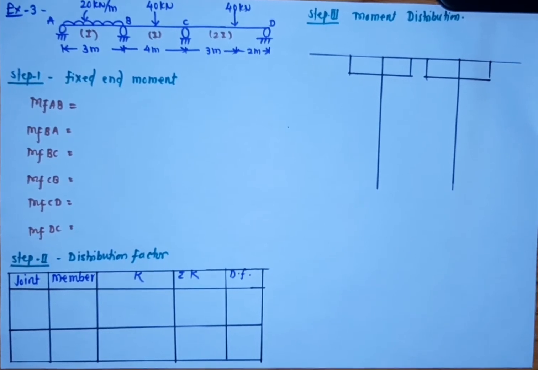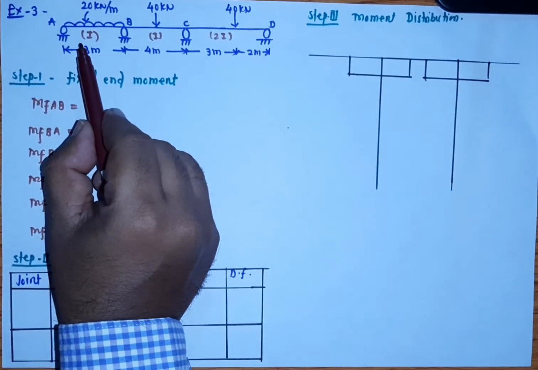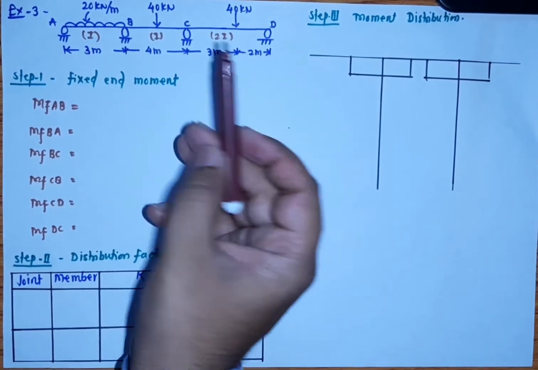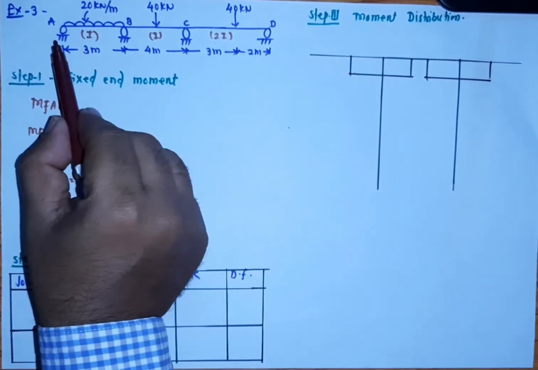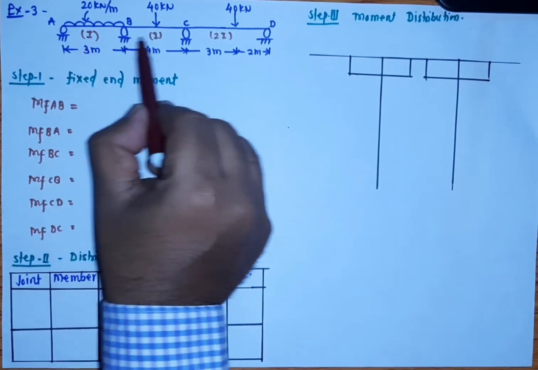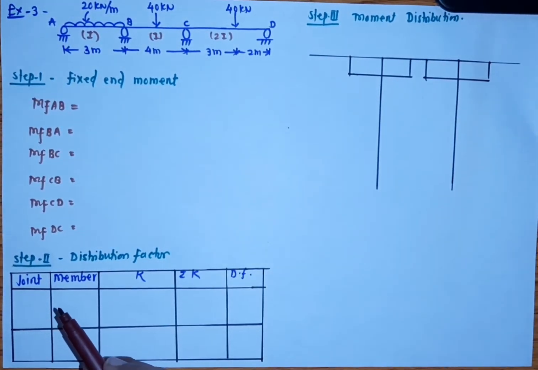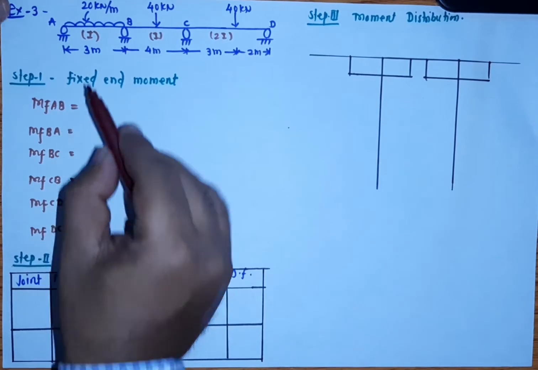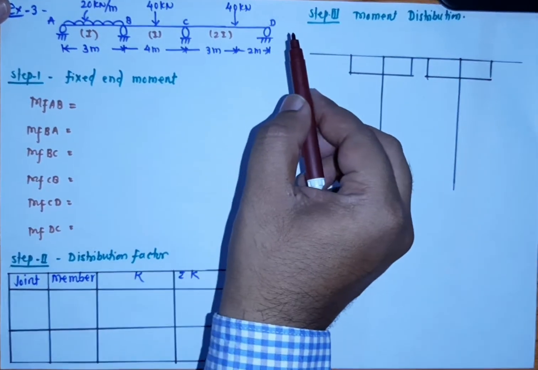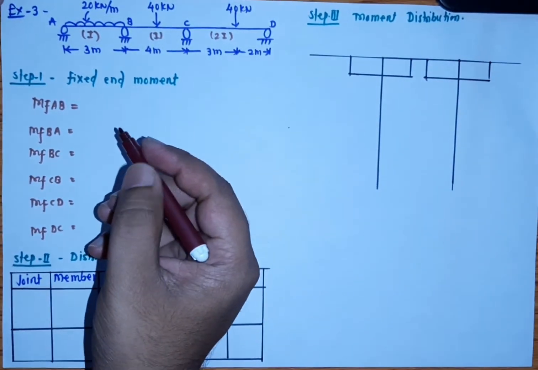Let us solve the next problem. It is a continuous beam, which is a simply supported one. Ends are hinges. These are rollers. All these supports are rollers, but still it is a continuous beam, which is an indeterminate structure. Now we want to solve this beam using the moment distribution method. As we know, first we have to consider each member separately as fixed end. We have to calculate the fixed end moment.